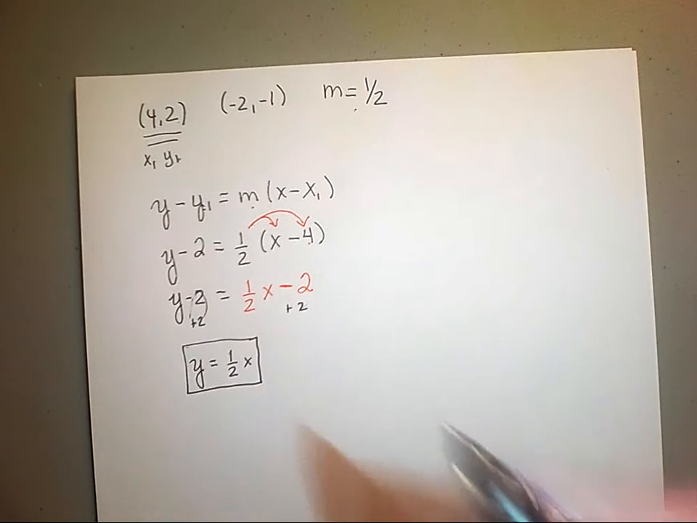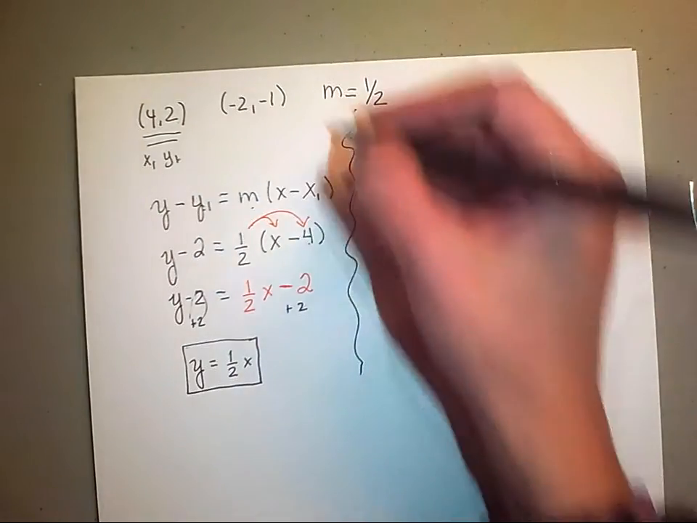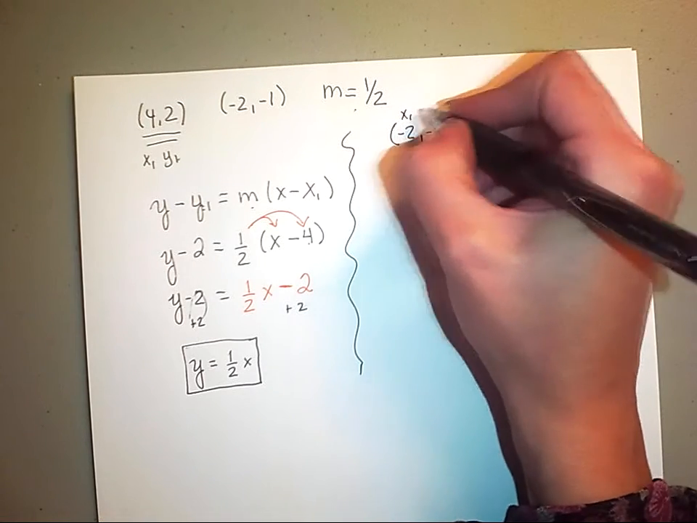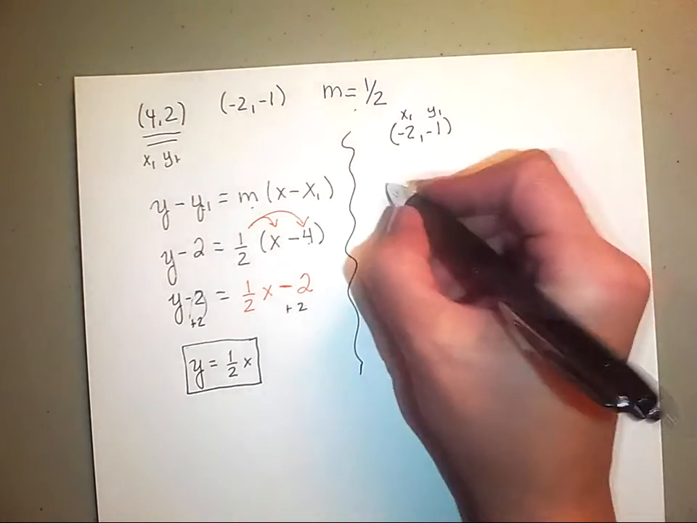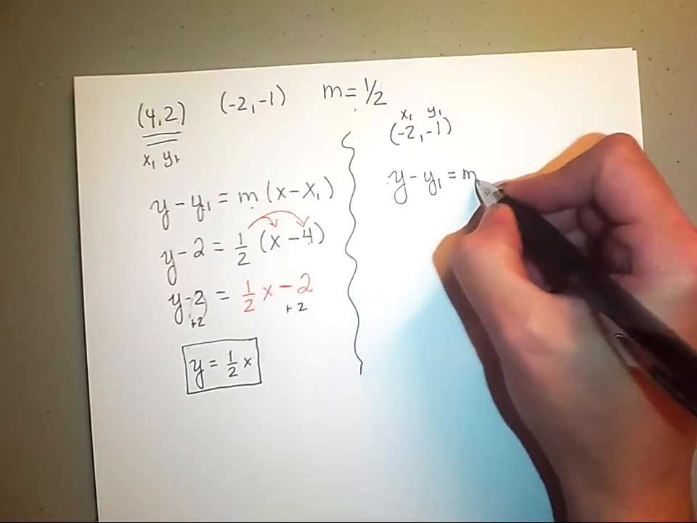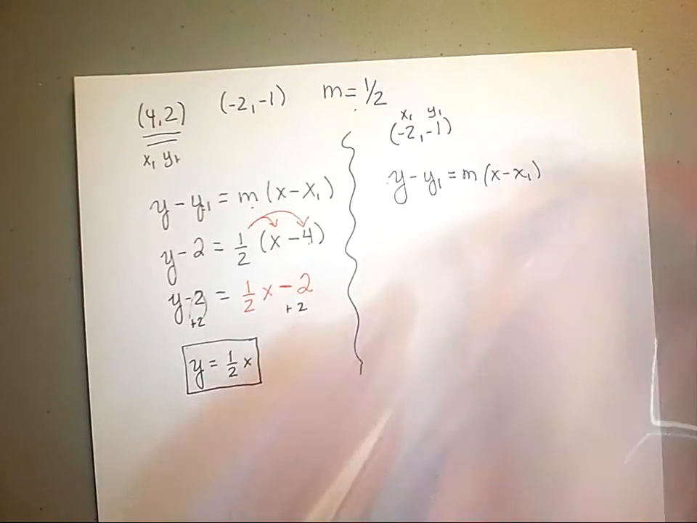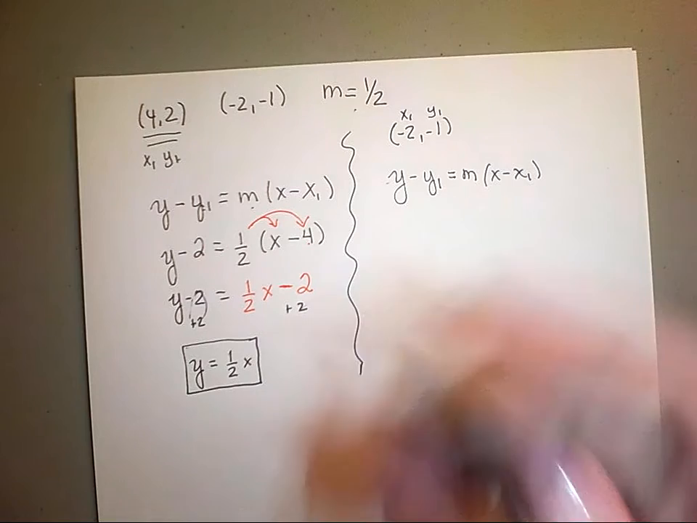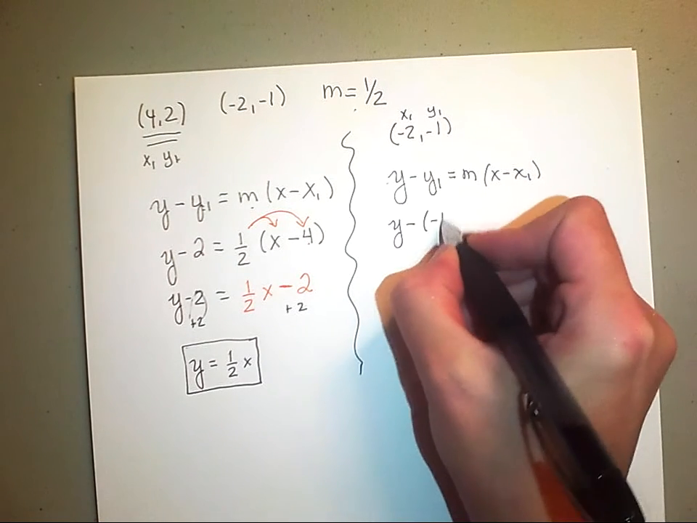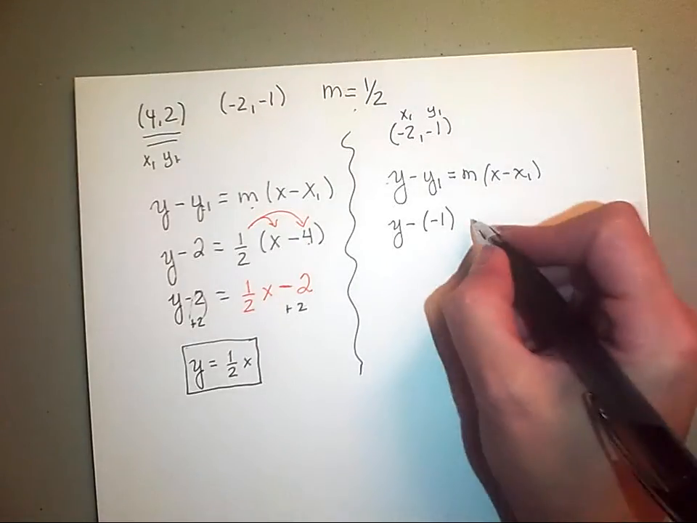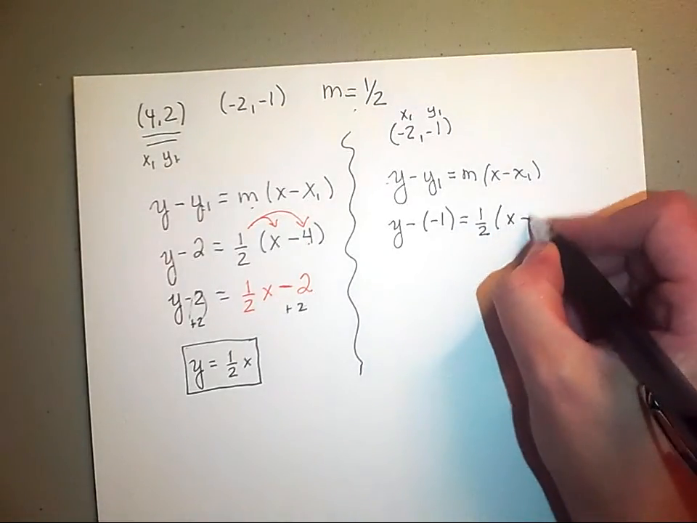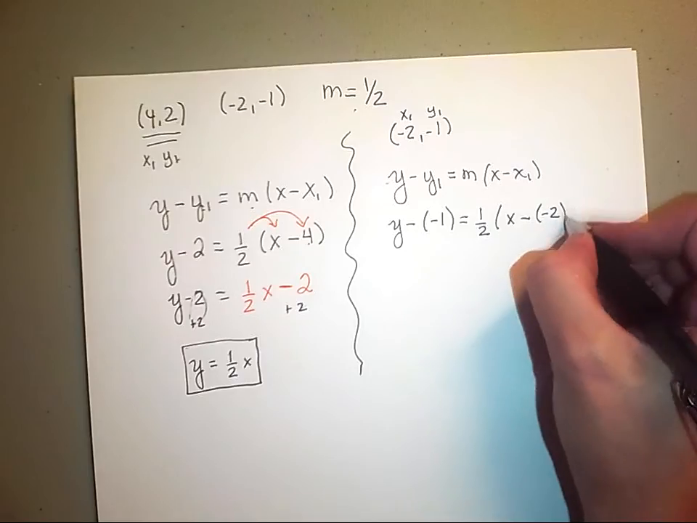Okay, now let's do it with this one just so we can see. Let's say our negative 2, negative 1, if we pick that one, x1, y1. Okay. So now y minus y1 is equal to m times x minus x1. Just writing the formula down. Now, in this case, we'll have y minus y1 is a negative 1, so we'll have to use parentheses there. Is equal to 1/2 of x minus x1, which is negative 2.